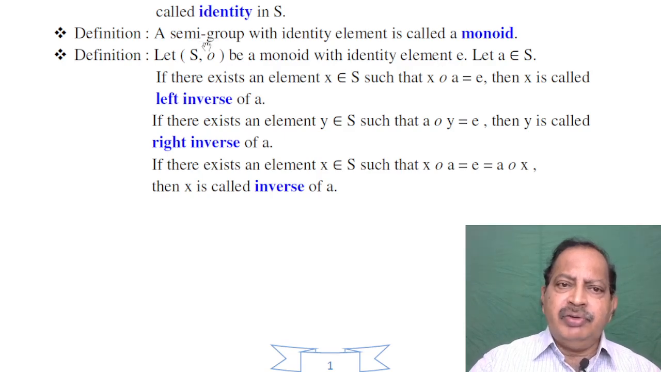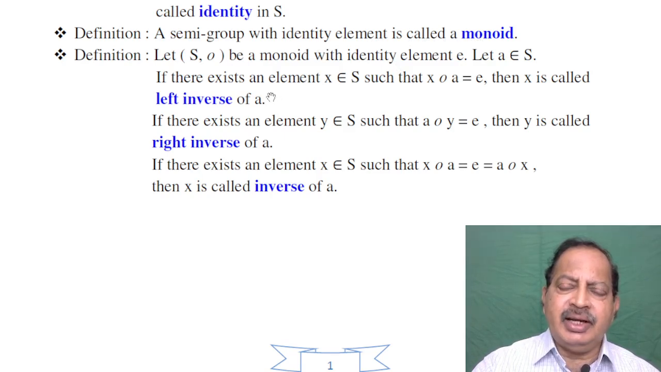Next, we go to some definitions. A semi-group with identity element is called a monoid. Just here, a semi-group with identity. That means associativity holds good and an identity element exists. In such a case, S circle is called a monoid. And we go to the next: left inverse, right inverse and inverse of an element.